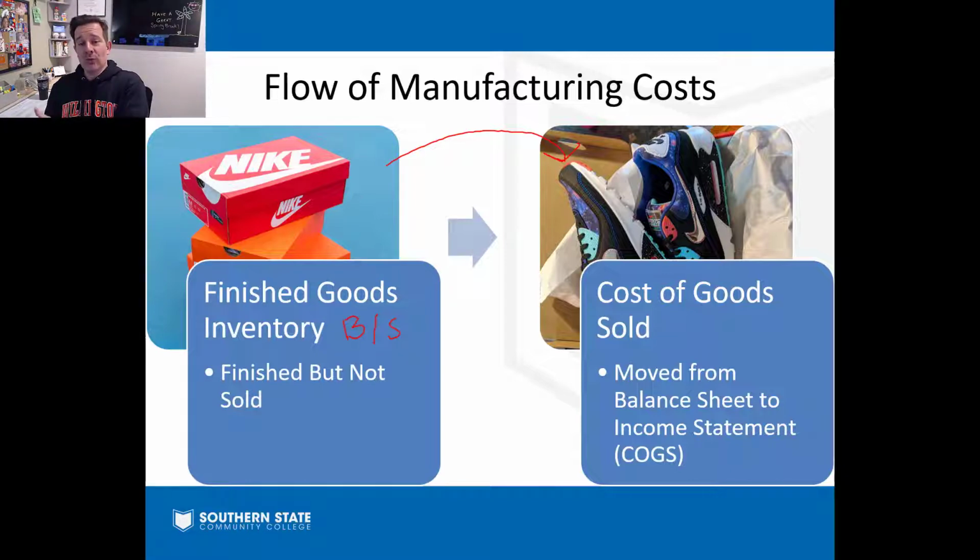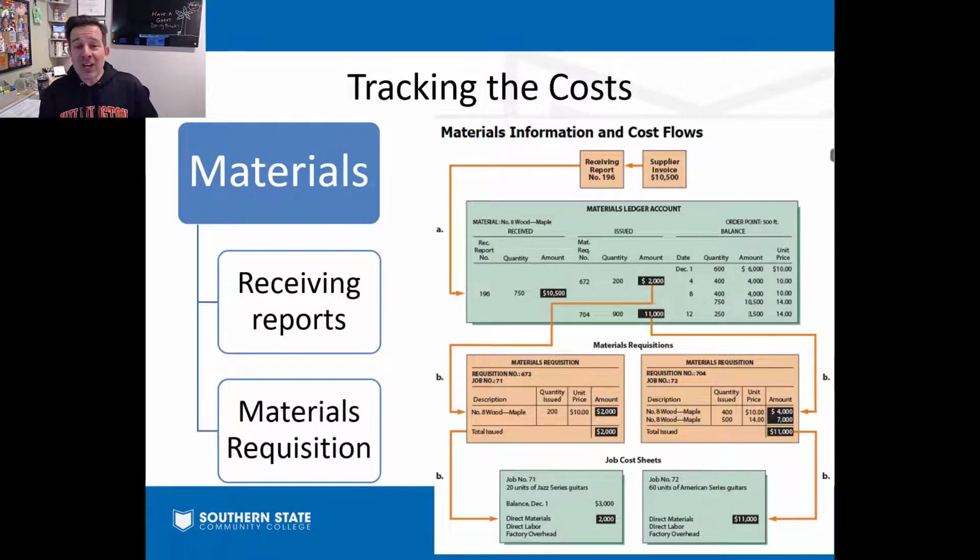That's the flow. And as you might imagine, we have either paperwork or electronic means to help us track that flow. So when we look at materials, we have two documents, or maybe these are digital items, but we have receiving reports for when we get the material and check it into our accounting system. And then we have materials requisition.